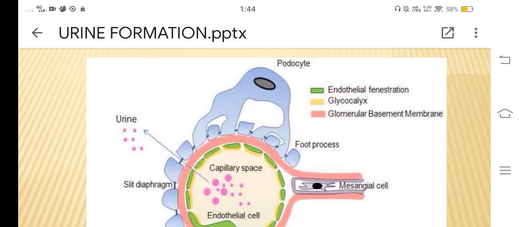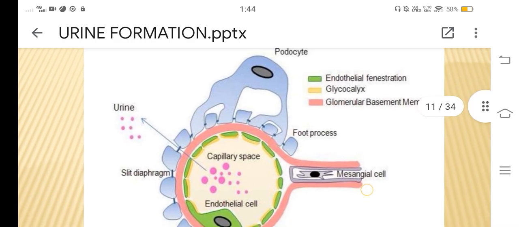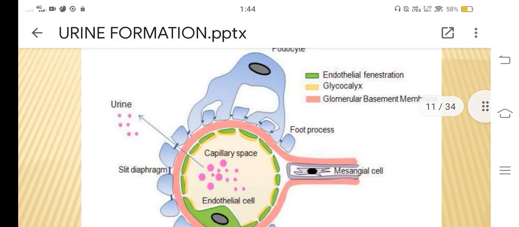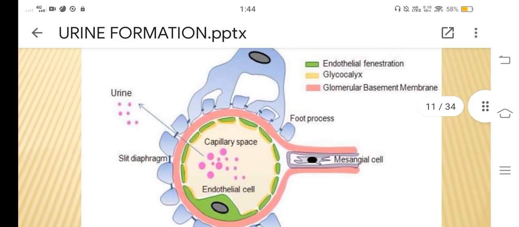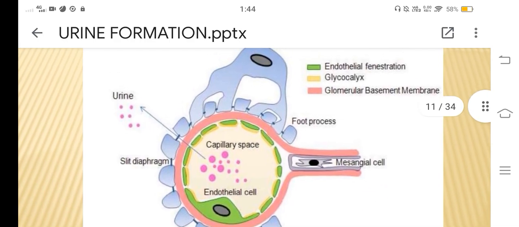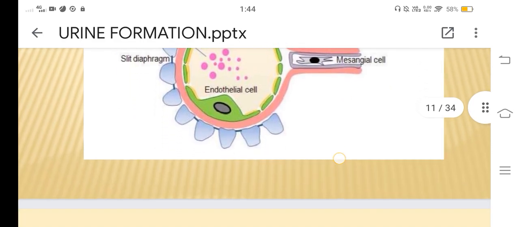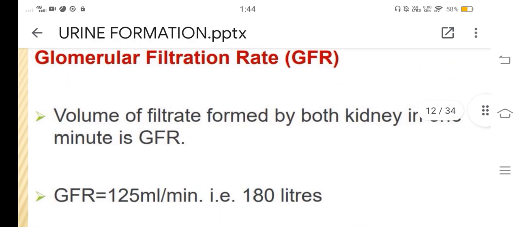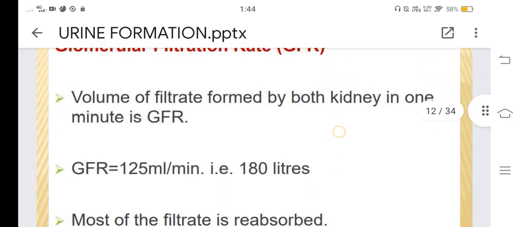The podocyte is shown, and the endothelial fenestration is shown in green color. Then the glycocalyx region in yellow color. Then the glomerular basement membrane in light red color. Then urine is formed in the capillary space. Endothelial cell is there. Slit diaphragm is there. Mesangial cell, foot processes, etc. are shown.